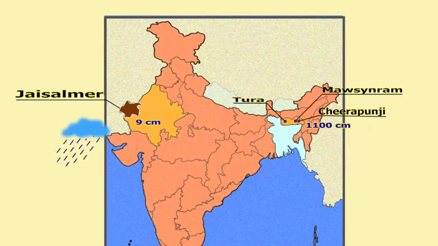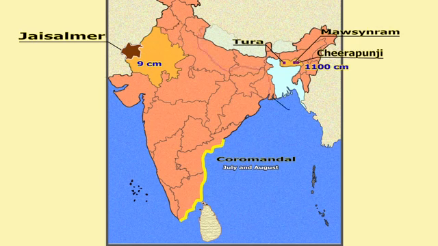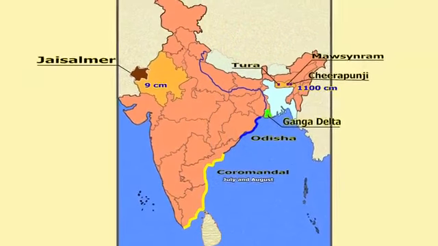Tura in Meghalaya gets an amount of rainfall in a single day which is equal to 10 years of rainfall at Jaisalmer in Rajasthan. The Coromandel coast remains dry in the months of July and August, whereas the Ganga Delta and the coastal plains of Odisha are hit by strong storms almost every third or fifth day during these months.